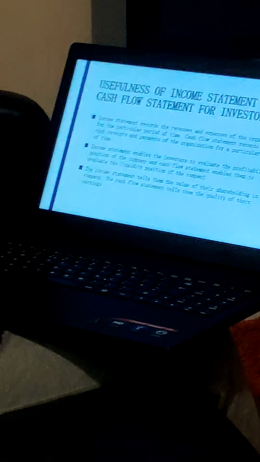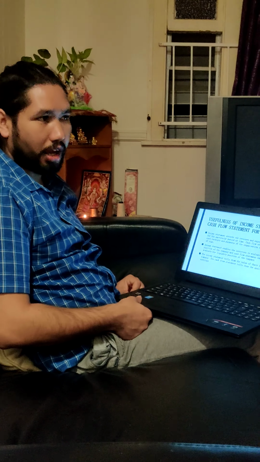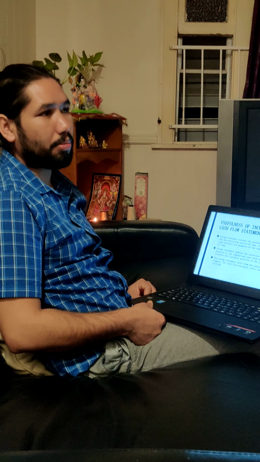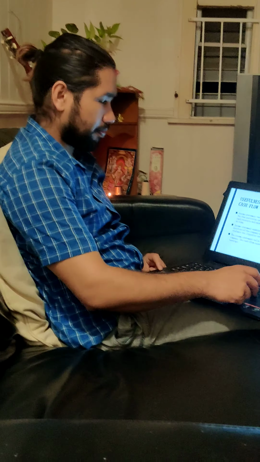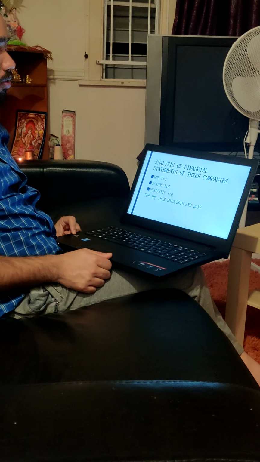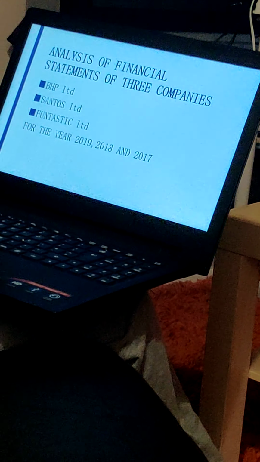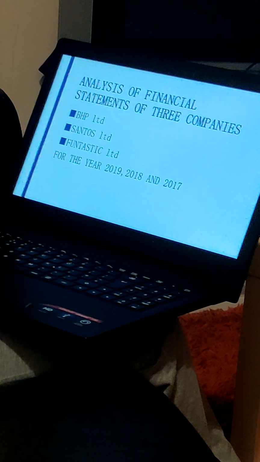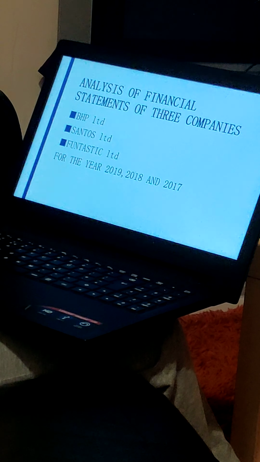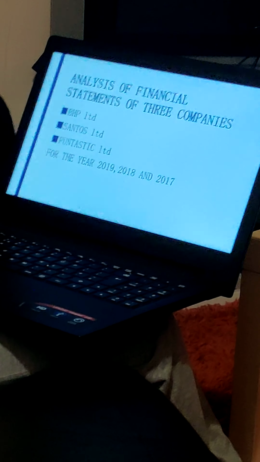So these three topics were related to the group A questions that we have in our individual assignment. Now let's go to the group B section, where we have almost 12 questions that were tutorial questions and 2 sub questions for the research questions. On that topic we have 3 financial years that we need to cover for 3 companies. Those 3 companies were BSP Limited, Santos Limited and Fantastic Limited.